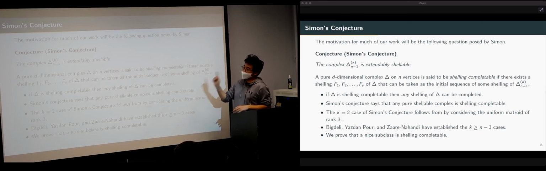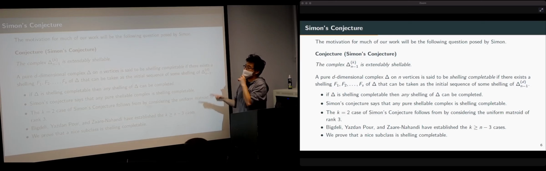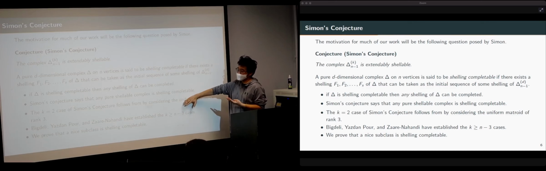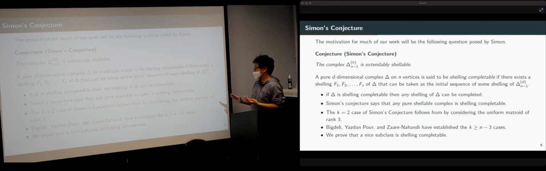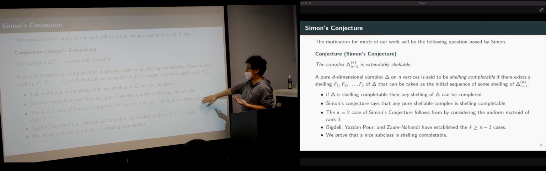And the codimension 1 case, again, is quite simple because in the codimension 1 case, every complex is shellable. So the first non-trivial cases are the dimension 2 and codimension 2 cases. And for the dimension 2 case, this actually follows from Björner and Eriksson's result on uniform matroids.